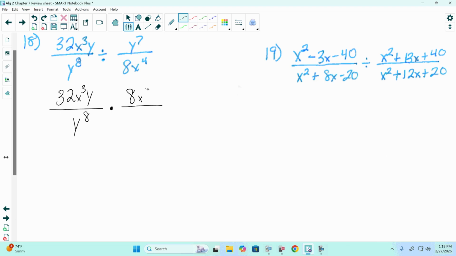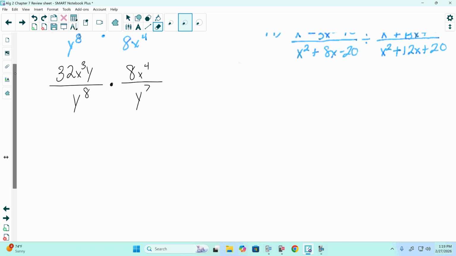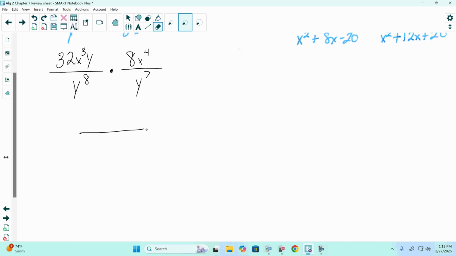With dividing expressions, before we factor or do anything else, the first thing I'd do is just get it back to multiplication. Keep, change, flip. Keep the first one the same, change it from division to multiplication, and flip the second. Now, since it is monomials, we can go on and start multiplying. I'm going to multiply the denominators first, because y to the 8th times y to the 7th would be y to the 15th. On top, x to the 3rd times x to the 4th is x to the 7th. And then we just have y.